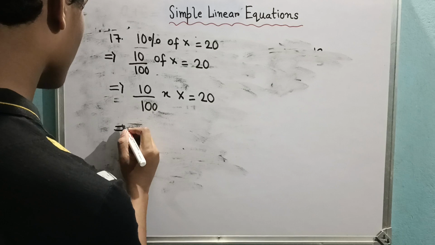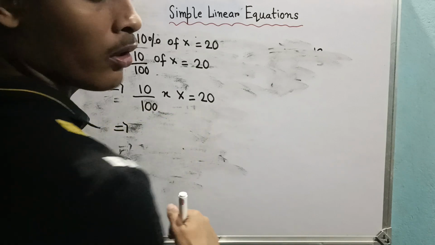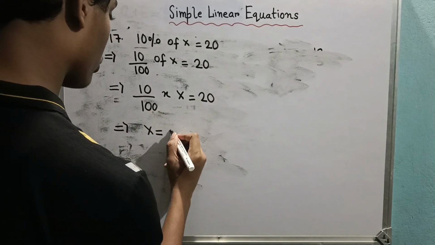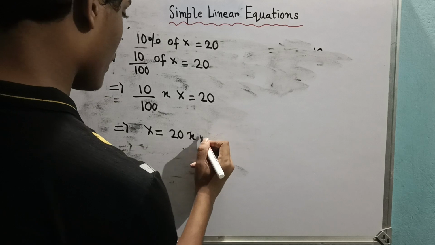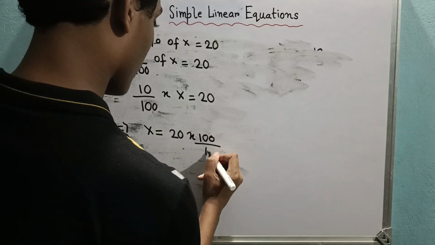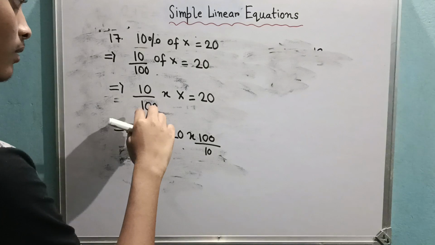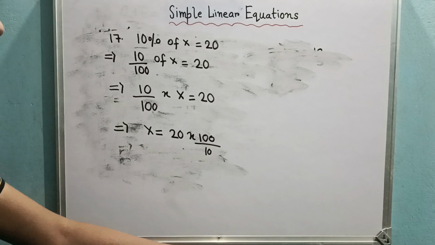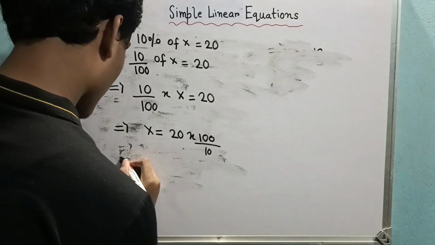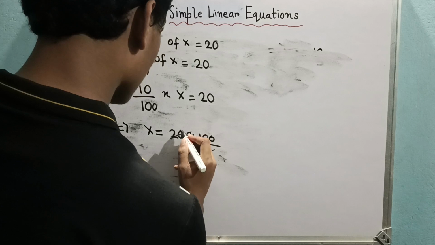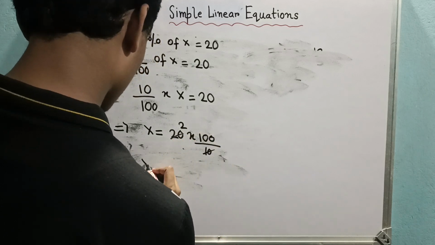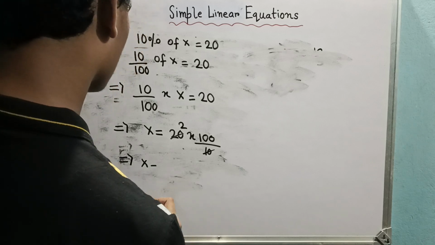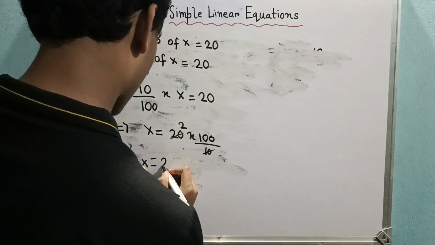So let's multiply the numerators here. Or I also told you one more method, that here x can also be written as x is equal to 20 into 100 by 10. As we are dividing this by this, the reciprocal will come on this side. Okay, so here the answer we can write 10 into 2 and 2 into 100. So x will be equal to 200. So this is the answer.